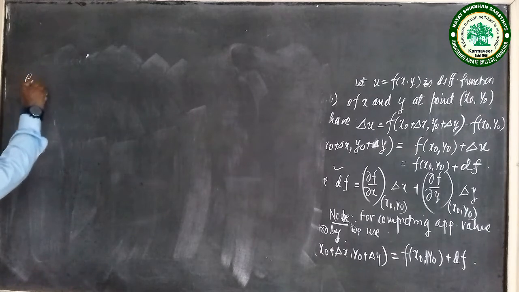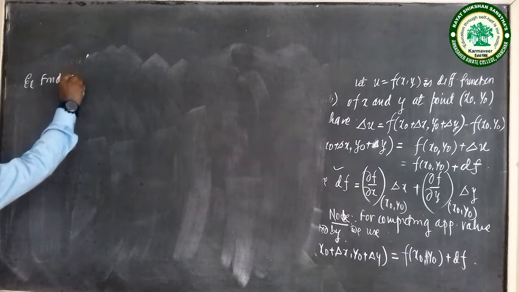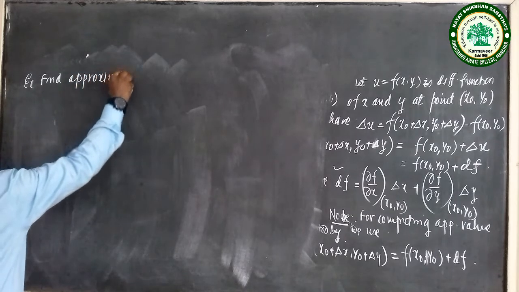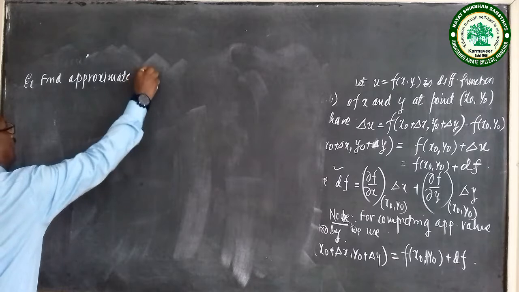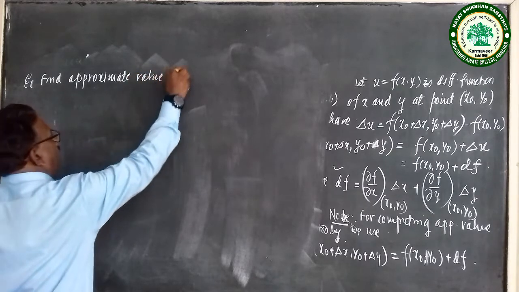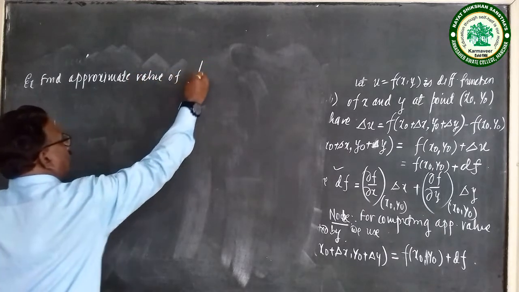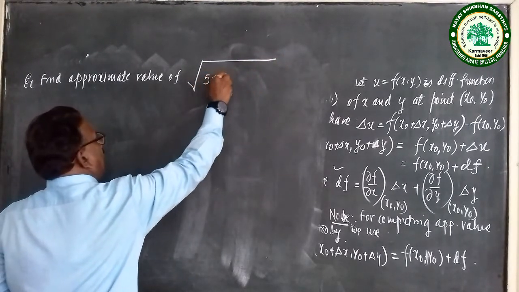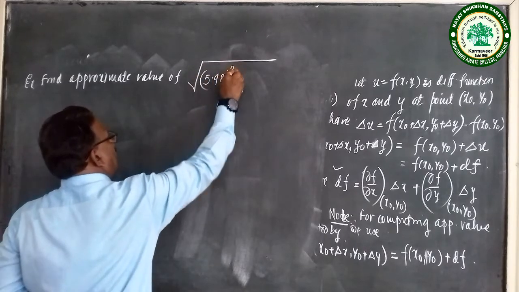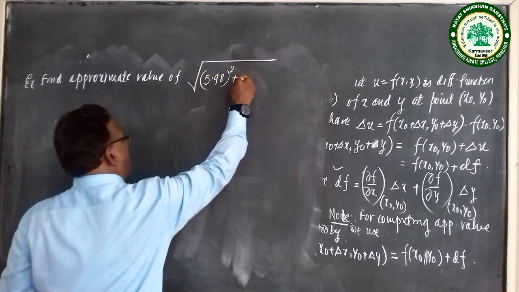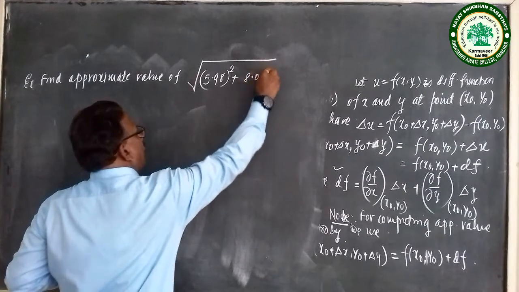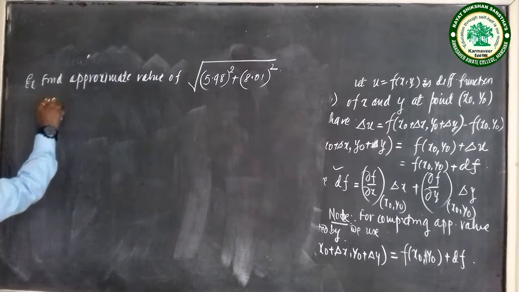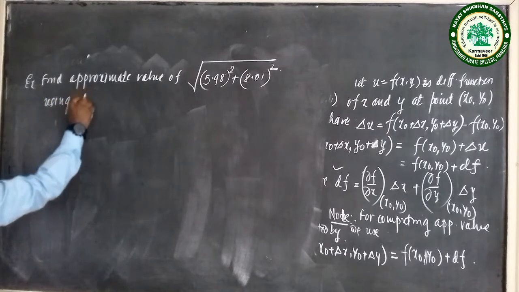Example number 1. Find the approximate value of this quantity, which is given in root sign, that is root of (5.98)² + (8.01)², using differentials. It is specially mentioned here, using differentials.